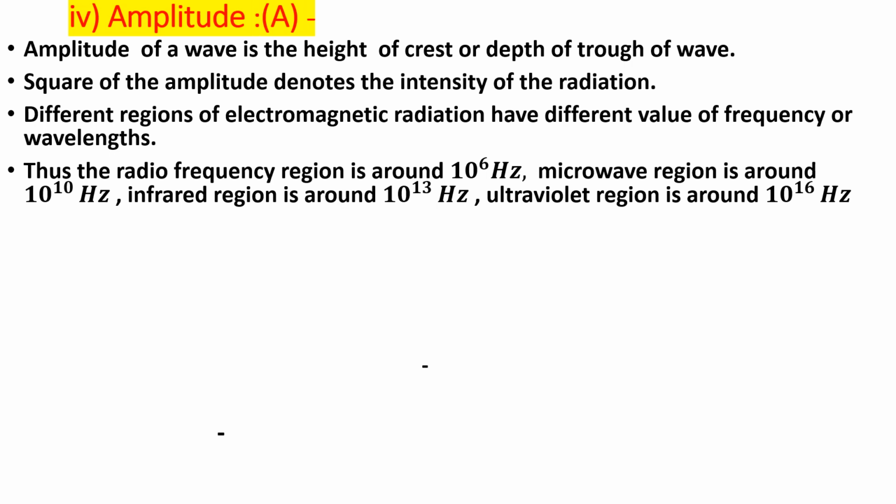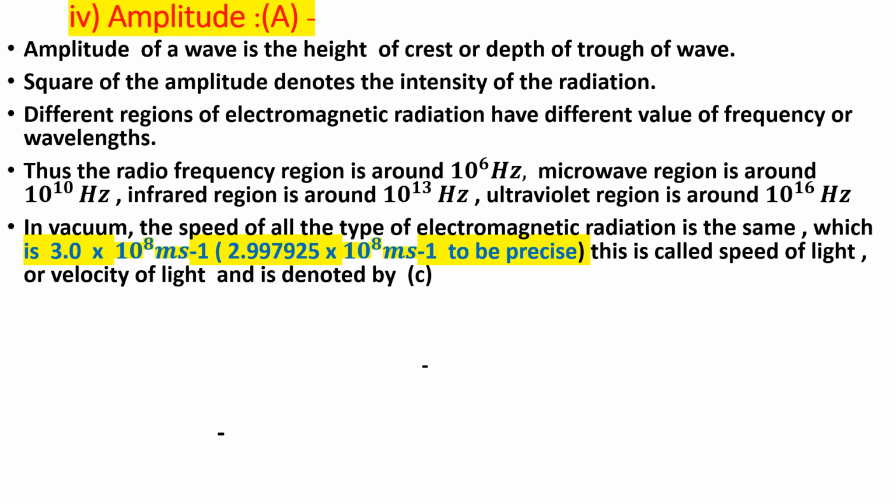Different regions of electromagnetic radiation have different values of frequency or wavelength. Thus, the radio frequency region is around 10 raised to 6 Hz. Microwave region is around 10 raised to 10 Hz. IR region is around 10 raised to 13 hertz and UV region is around 10 raised to 16 hertz.